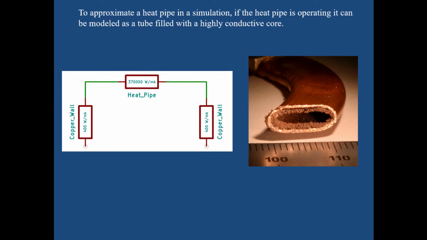The values depicted in the resistance network were used for this simulation. The left and right resistors represent the wall resistance. These use the thermal conductivity of copper, which was 400 watts per meter Kelvin. The center resistor represents the heat transfer occurring inside the pipe through the phase change process. In order for the simulated values to match the experimental values, the thermal conductivity of the solid inside the pipe was set at 370,000 watts per meter Kelvin.